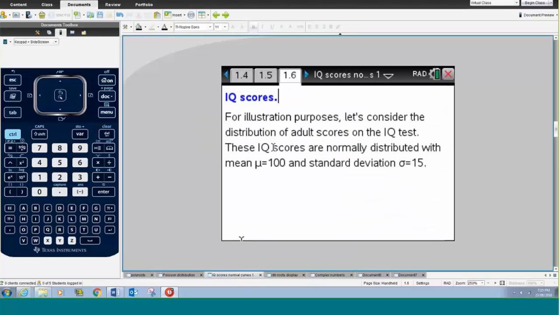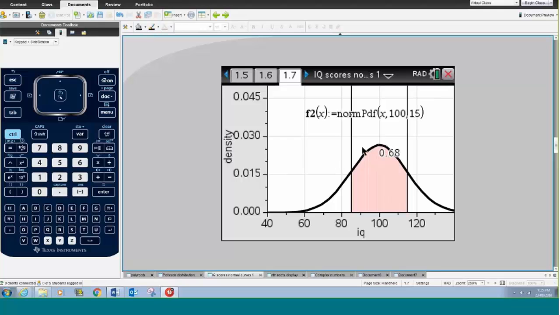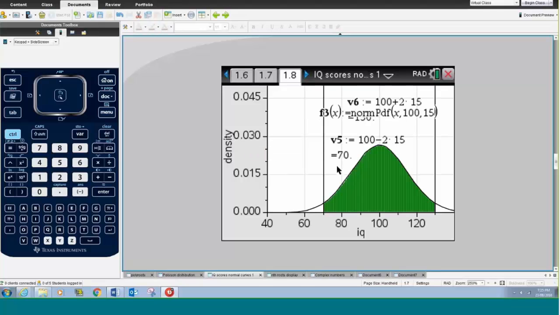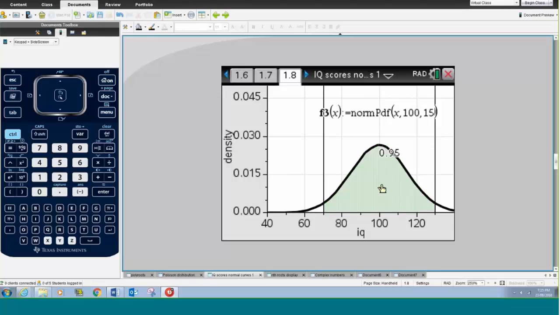So if I go back to my normal curve, that was the graph I created. I can similarly create the graph with two standard deviations below and above the mean, which gives me the area 0.95. So that's a nice introduction to the normal distribution, and drawing it here is probably the easiest way because it doesn't require much, just remembering the syntax for normal PDF, x, and the mean and standard deviation.